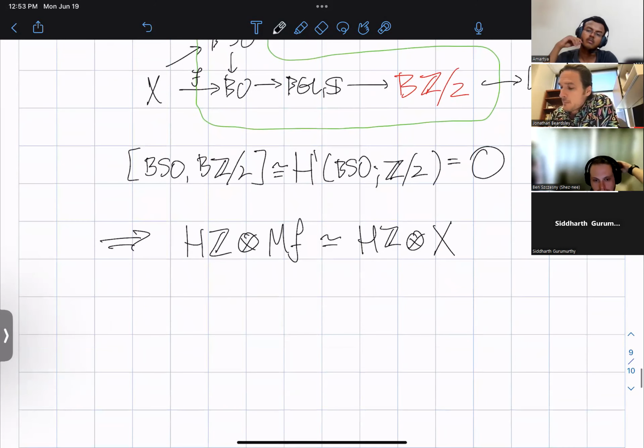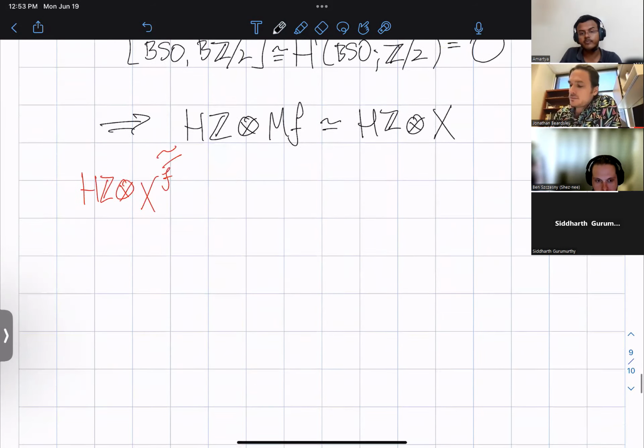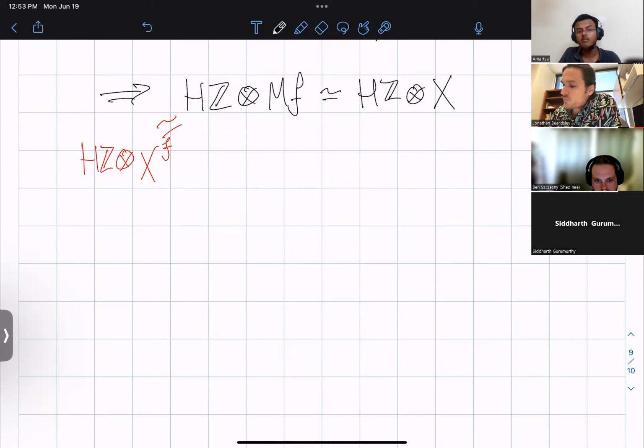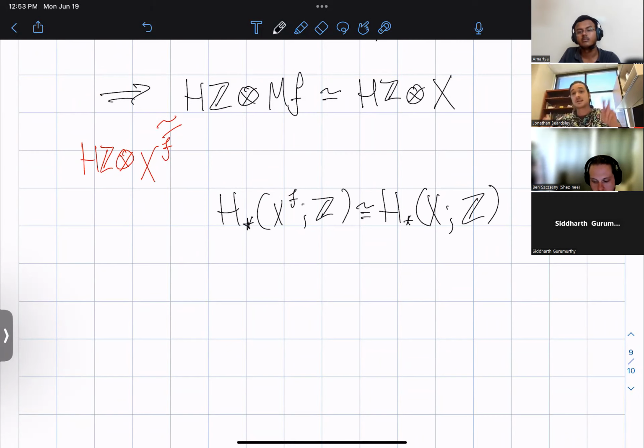But in this situation, MF was my Thom space. And so the resulting fact here is that H star of my Thom space with coefficients in the integers is isomorphic to H star of the base space of my bundle with coefficients in the integers, which is the classical Thom isomorphism that relates the homology of the Thom space to the homology of the base space of your vector bundle.